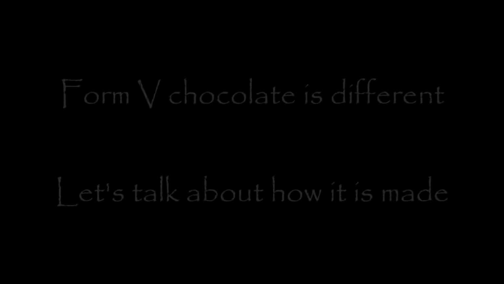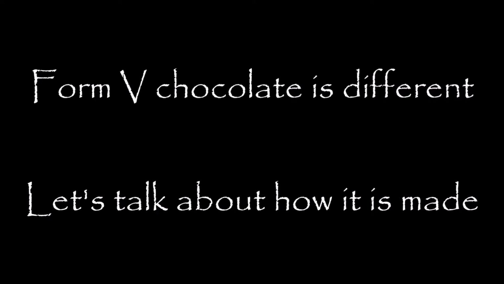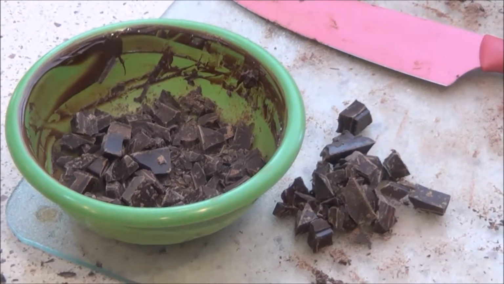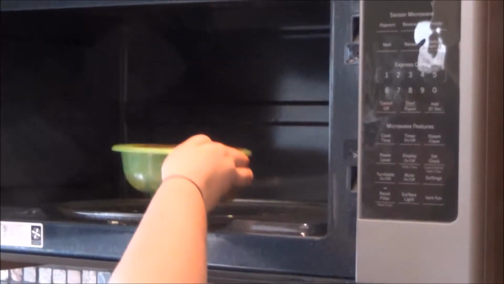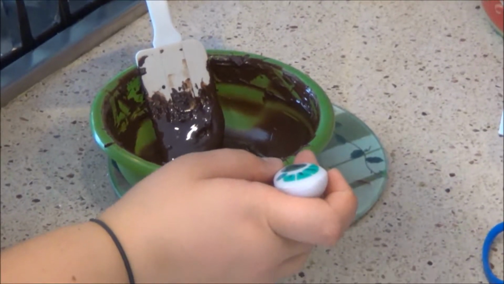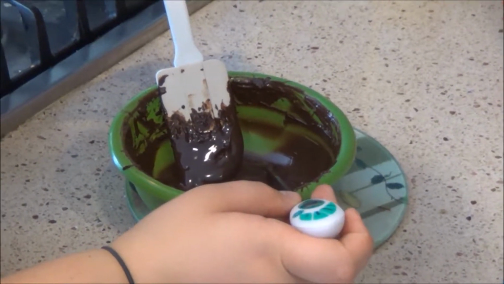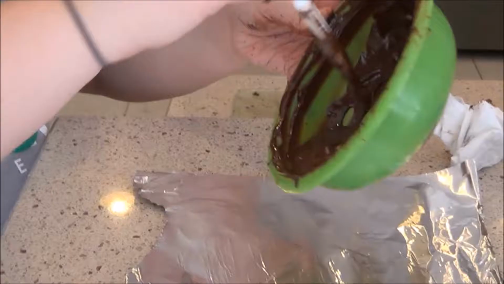Form 5 chocolate is different in that you need to set aside a quarter of the chocolate, so you're only going to microwave 3/4 of it. But you're going to do it the same way you did with the form 4 chocolate, microwaving on 30-second intervals, until the chocolate is between 46 and 48 degrees Celsius. This time you're going to add in the reserved quarter of chocolate, and stir it in until all the chocolate reaches about 33.8 degrees Celsius and is smooth.